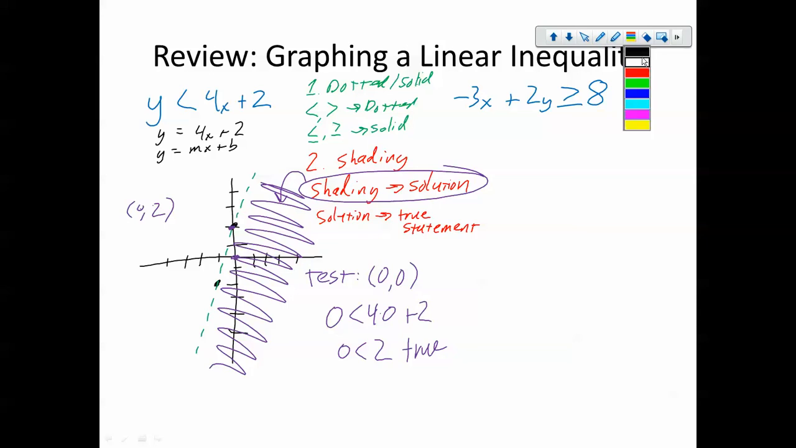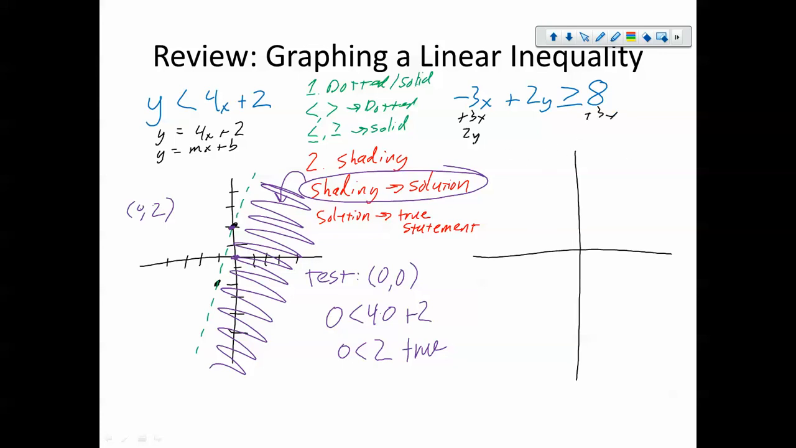So let's do our other example over here. It's the same deal. Just remember that we can graph differently. We can solve for y and put it in slope-intercept form, or we can make a table. I'm going to solve this one for y. So I'm going to add 3x to both sides. That's 2y is greater than or equal to 3x plus 8. Remember, when you are solving, if you're dividing by a negative, make sure you flip your sign. We don't have to do that in this case, but it is something that can happen. So we have y equals 3 halves x plus 4. I'm going to graph that. There's my plus 4, and then 3 halves x takes me up 3, right 2.